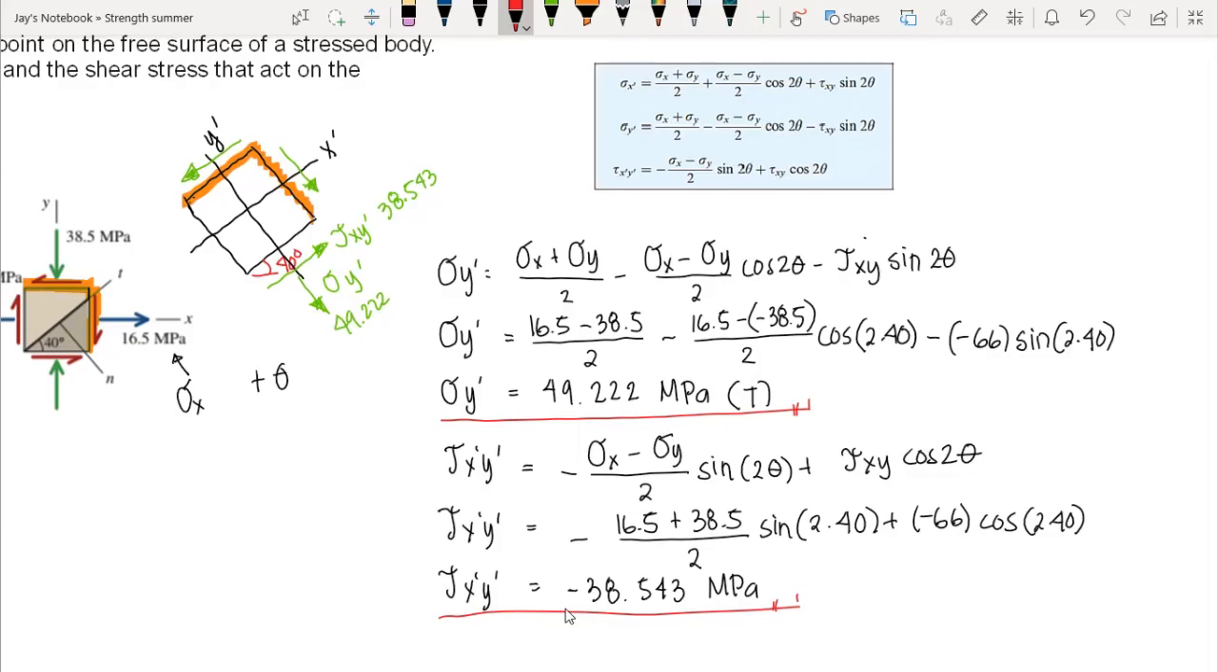That's it for our question number 2. In the next video, we will try to solve this problem using Mohr's circle.